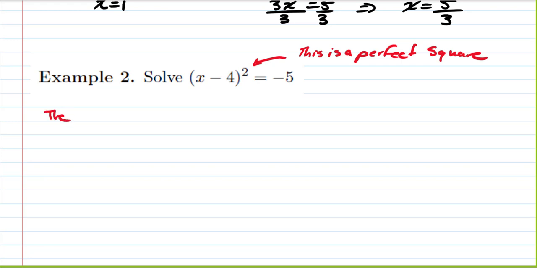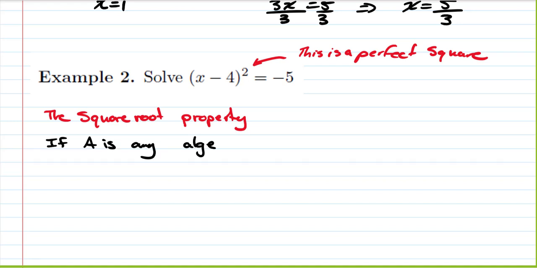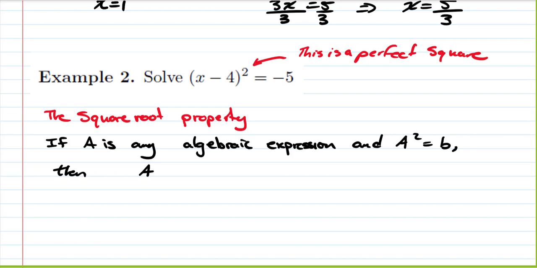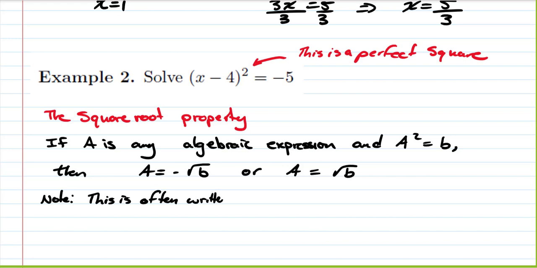So the square root property states the following: if A is any algebraic expression and A squared is equal to b, then A is equal to the negative square root of b, or A is equal to the positive square root of b. It's worth noting this is often written as A equals plus or minus the square root of b. So that's just a shortened way to write the same thing.